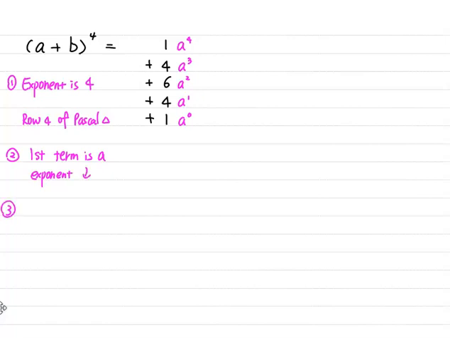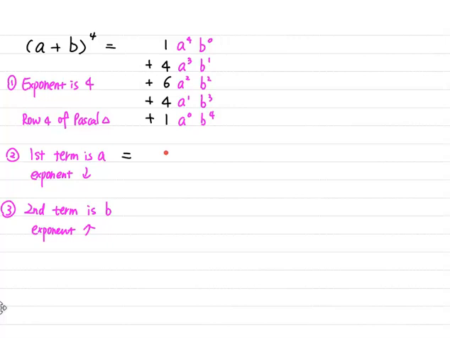Now, the third step, I'm going to look at the second term, but you need to make sure that you carry the sign with you. For this case, it's positive, so I don't have to write the positive. My second term is positive b, and the exponent is going to be in increasing order. So I'm going to start with b to the power of 0, b to the power of 1, b to the power of 2, b to the power of 3, b to the power of 4.